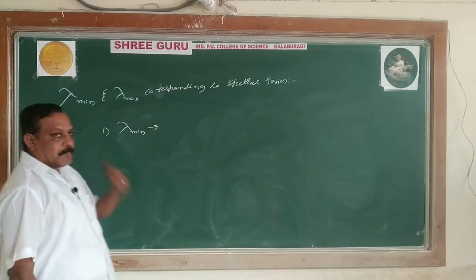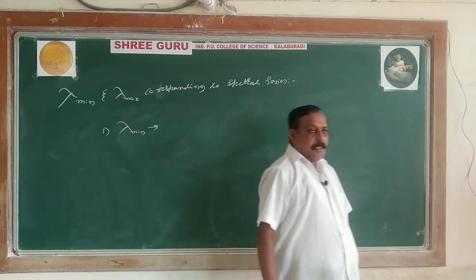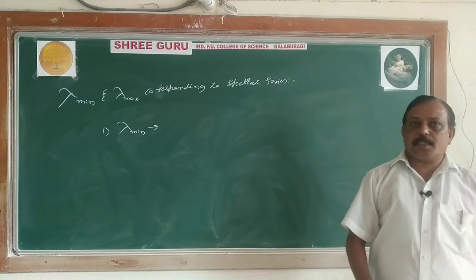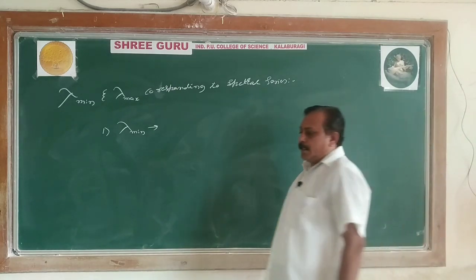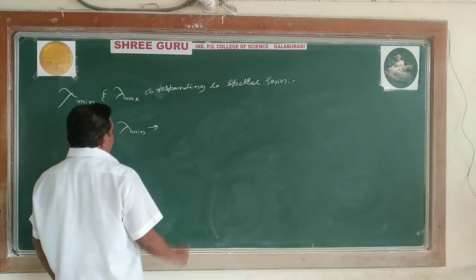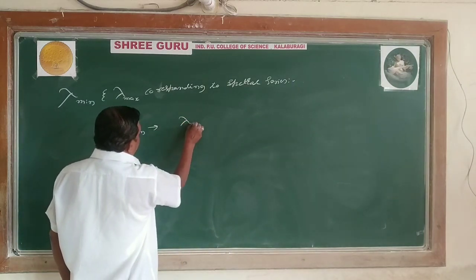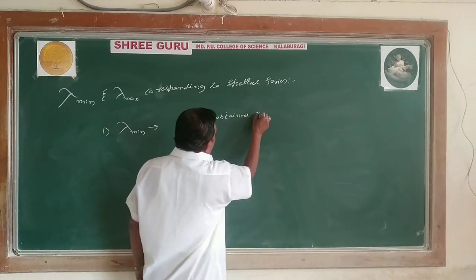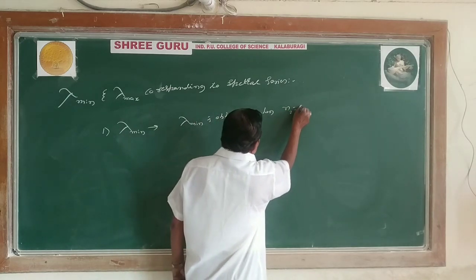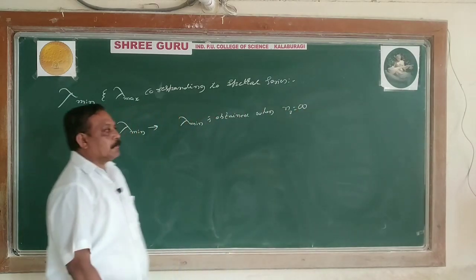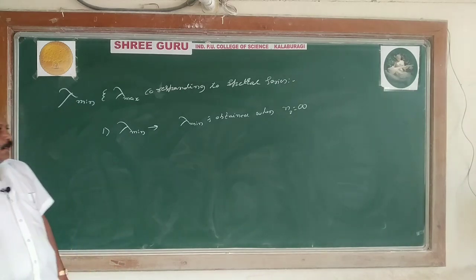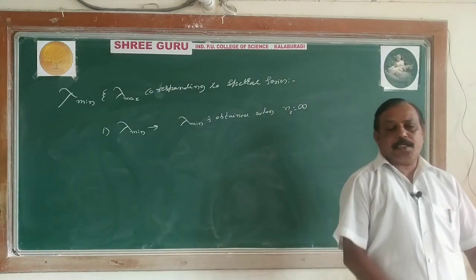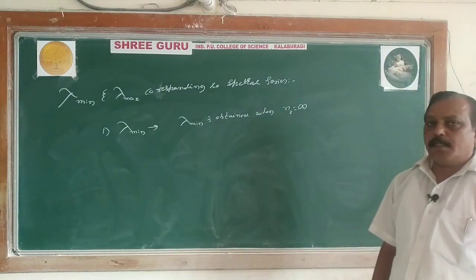This lambda minimum is obtained when the electron jumps to any lower orbit from infinity, that is, when n2 equals infinity. When the electron jumps from infinity to any corresponding orbit, we get the minimum wavelength.